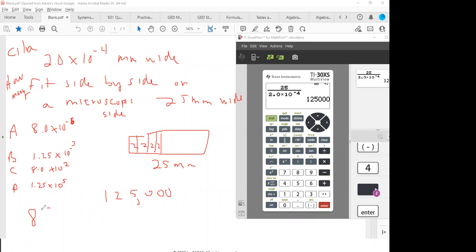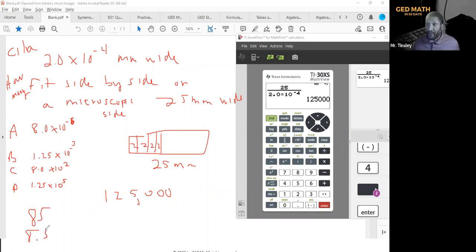So for example, 85 is a whole number, so it's 8.5 times 10 to the first. My exponent is positive. 0.002, 1, 2, 3 is 2.0 times 10 to the negative 3. So if you have a whole number, your exponent is positive. If it's a decimal, your exponent is going to be negative.